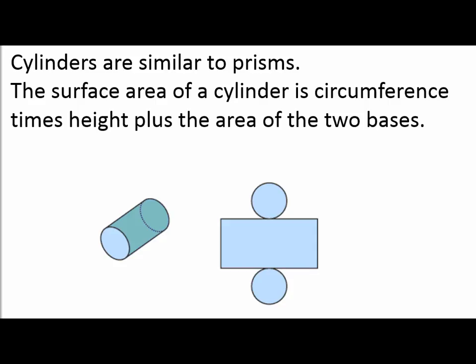On prisms, the rectangle on the inside was perimeter times height. Now for the cylinder, I'm calling it circumference times height, because the distance around a circle we don't call perimeter, we call it circumference. But it's still the same thing. So cylinders are similar to prisms. Get the area of the rectangle plus the two circles. And we know how to get the area of circles, so we're good.